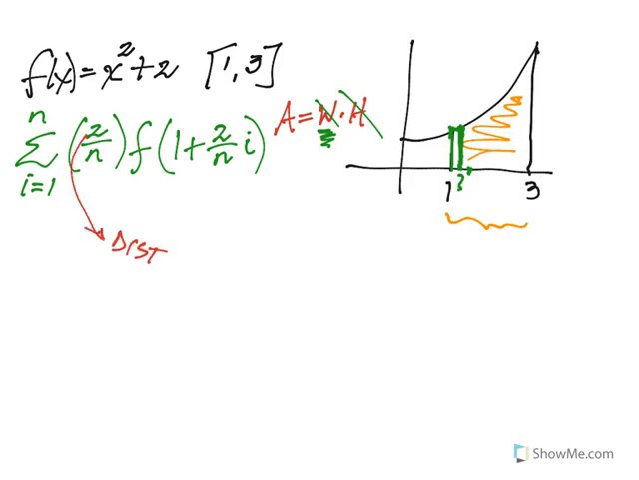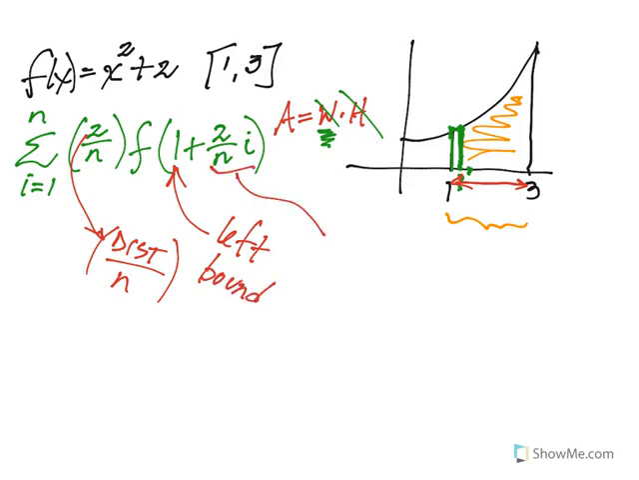That's always distance over n. And when I say distance, I'm talking about the distance from left hand to right hand. This is always the left bound. And that's always distance over n times i, every single time.